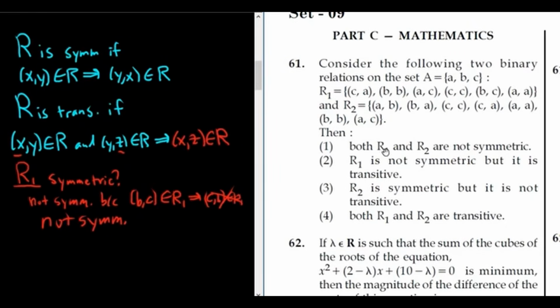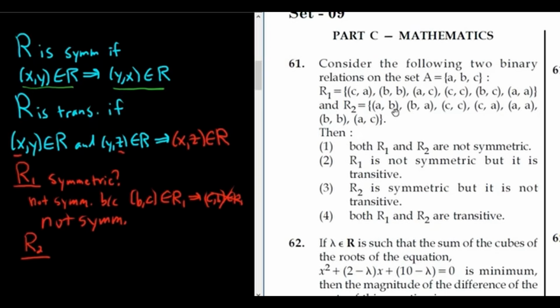Well, it says here both R1 and R2 are not symmetric. So we know for sure that R1 is not symmetric. So what about R2? Let's go ahead and look at R2 now, and let's see if that is not symmetric. So again, it's symmetric if whenever xy is in R, so is yx. So let's look at R2.